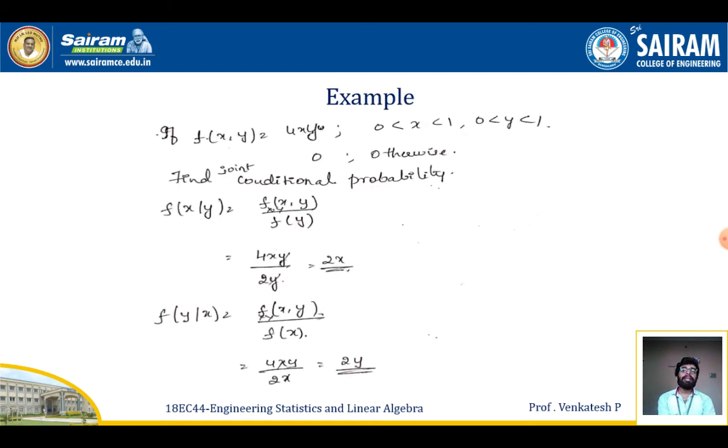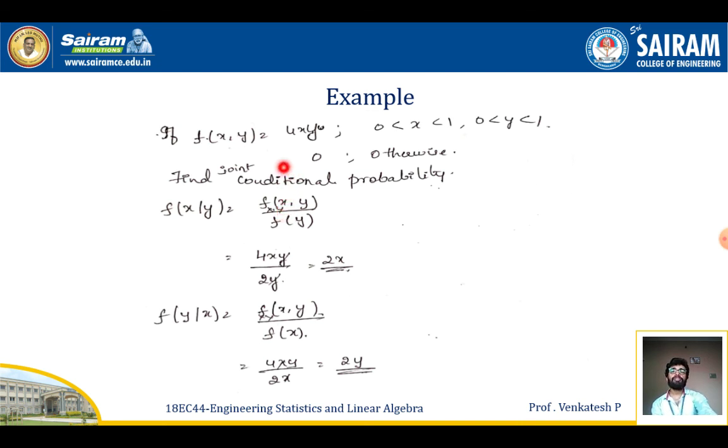So we'll see one example on the joint conditional probability function. The function is f of x comma y equal to 4 into x into y, with the range 0 less than x less than 1 and 0 less than y less than 1. We have to find the conditional probability. The formula is f of x by y equal to f of x comma y divided by f of y.